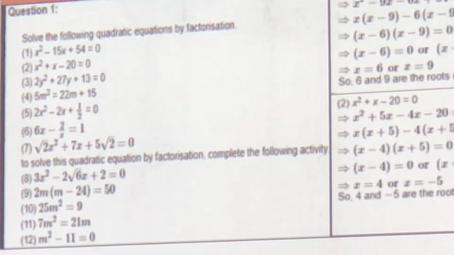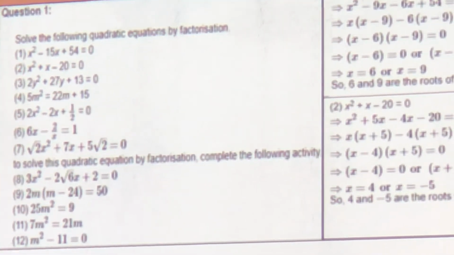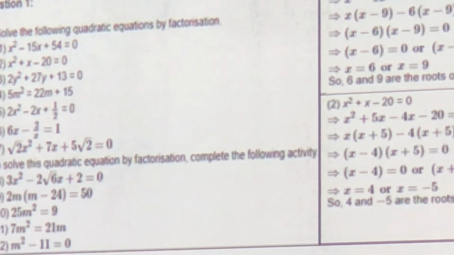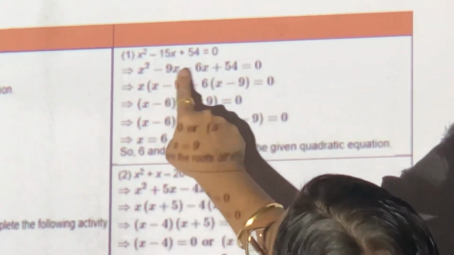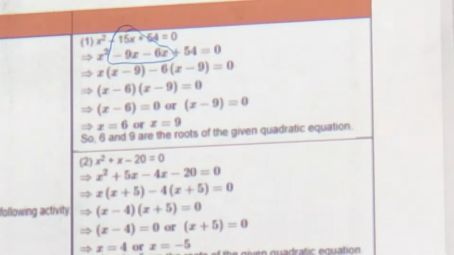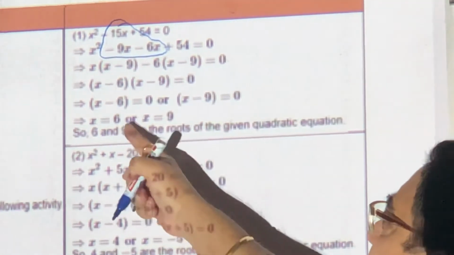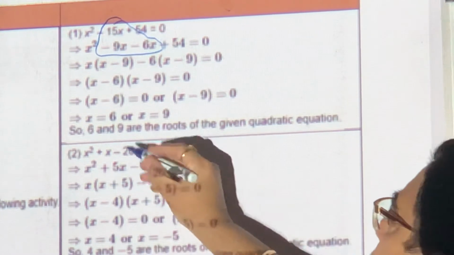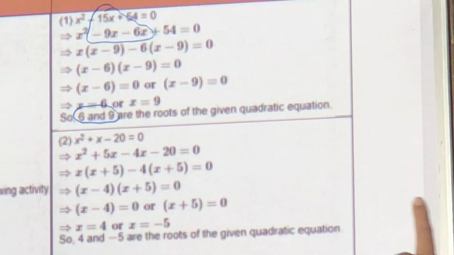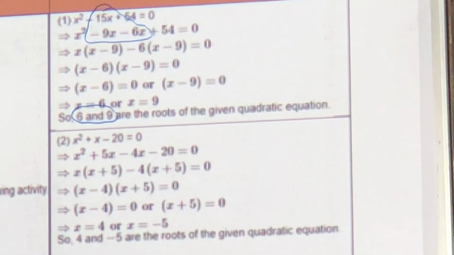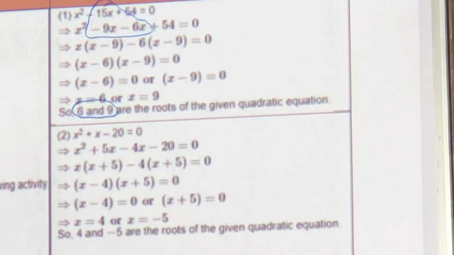I remind you, my friends, factorization. I have told you, study your lines properly. Factorization is the splitting the middle term method. Okay? So first sum: 15x, 54, 9 6s are 54, minus 9x minus 5x. Split 15 into minus 9 minus 6 and then remove the common bracket. x is equal to 6 or x is equal to 9. So 6 and 9 are the roots. When you split the middle term, the opposite sign of that number is the root. You can already start seeing the answer.